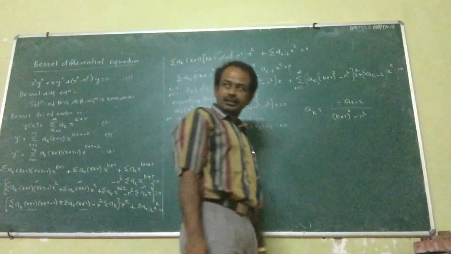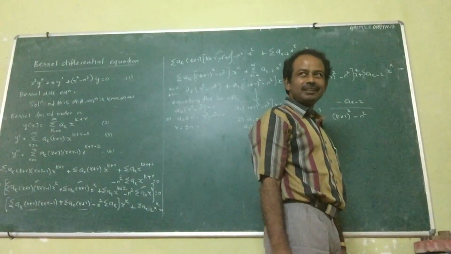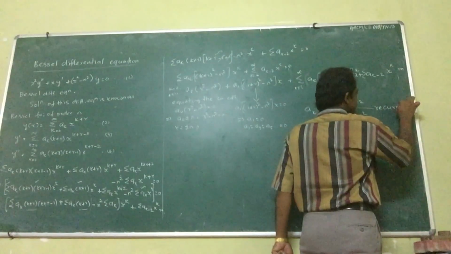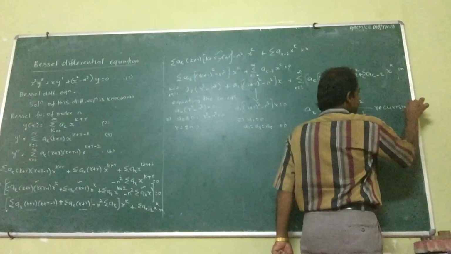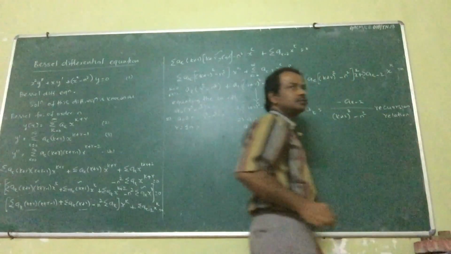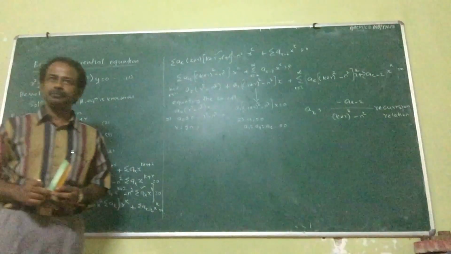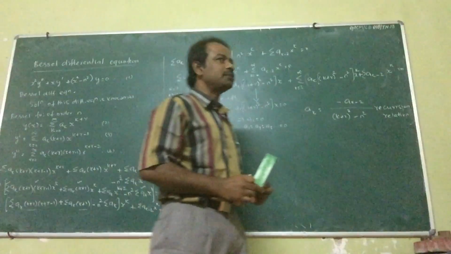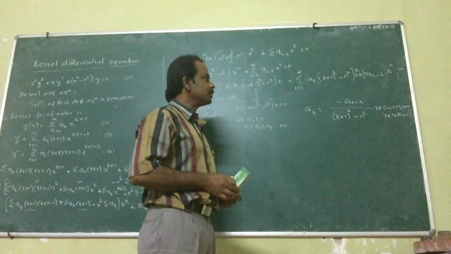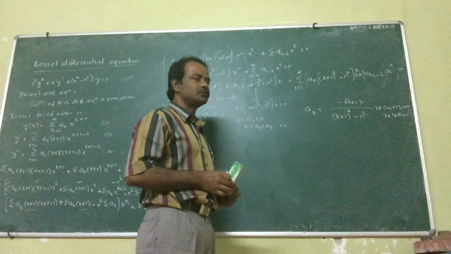This is the recursion formula, which we have studied earlier for Legendre polynomials. So this is the recursion formula or recursion relation. In the last class, for the Legendre polynomial, we obtained a recursion relation. It's a different one, and here it is entirely different. So a_k equal to minus a_{k-2} divided by (k plus r) whole square minus n square.